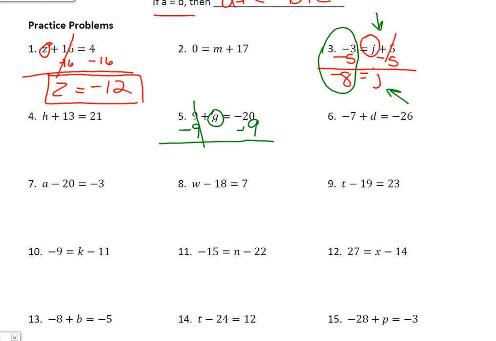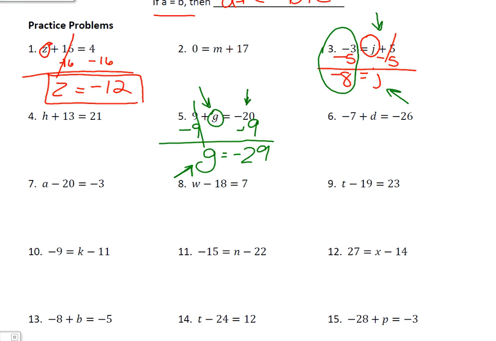Our 9's will cancel, leaving me with G. Again, G is on the left side, so it's staying on the left side in my answer. And negative 20 minus 9 is negative 29. Okay, again, the whole idea is to get rid of what's with the letter so that the letter is by itself.